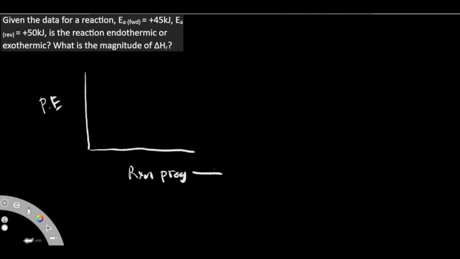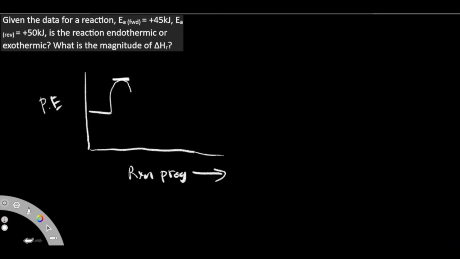Given the data for a reaction, activation energy forward is equal to 45 kilojoules and activation energy in the reverse direction is 50 kilojoules. Is the reaction endothermic or exothermic? Well, let's draw this out first on this little graph here. Again, that's going to be PE, and then this here is going to be the reaction progress, going to the right side. So if we have 45 kilojoules, let's just draw our reactants. I'm just going to arbitrarily put an activated complex over here.